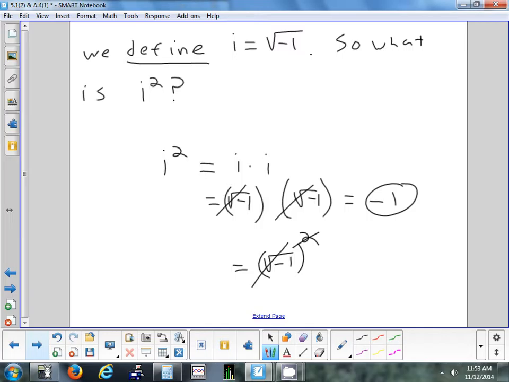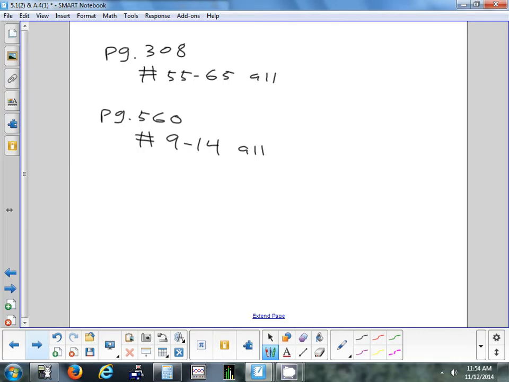As far as i cubed or i to the 4th or any other power, we're not going to really deal with that at all. Just i, and now i squared. Okay, any questions why i squared is -1? Okay. So I think that'll be a good spot to pick up with tomorrow.